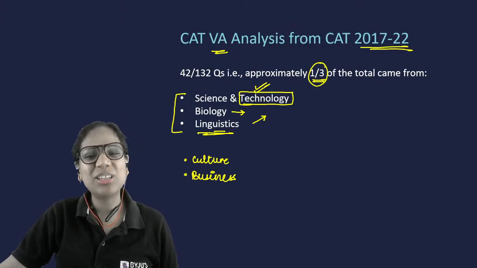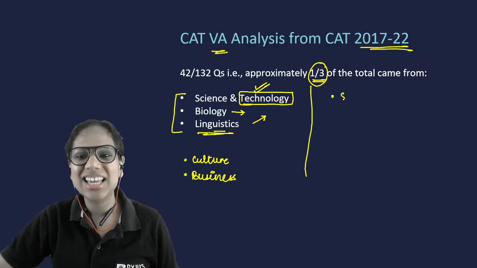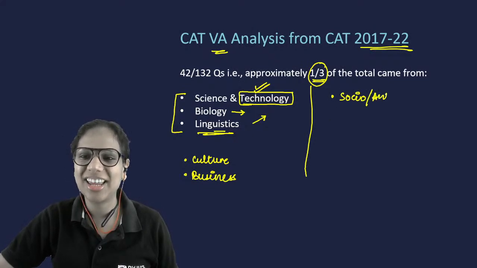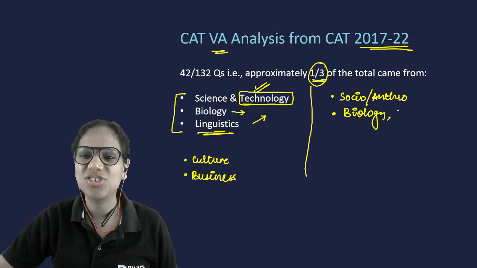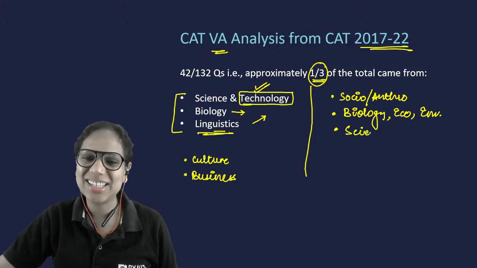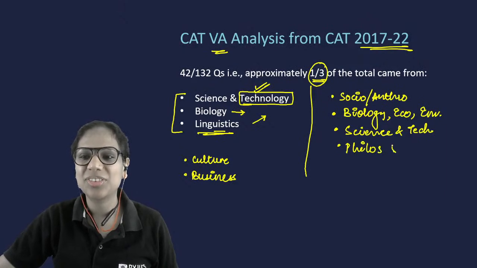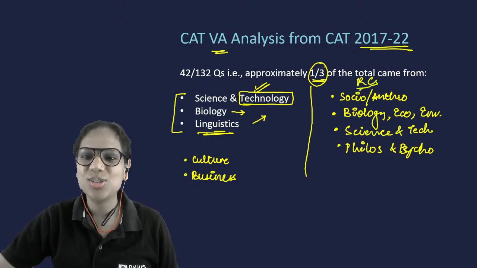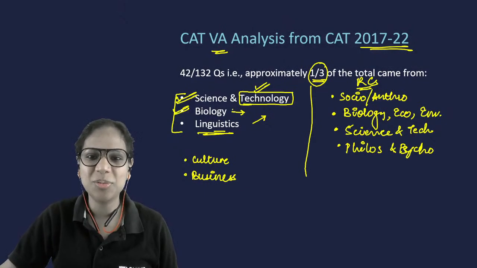So do you see something? You must be thinking, these are so many genres. And then, for RCs also, yesterday only we discussed that sociology and anthropology is important, right? I told you this. Then we also talked about how biology, ecology, environment is important, right? Science and tech is important. This is for RCs. And philosophy and psychology is important. So now combine these two. So for RCs, you'll be reading these. For VA, this is common, but okay, you'll be reading three more genres, right?